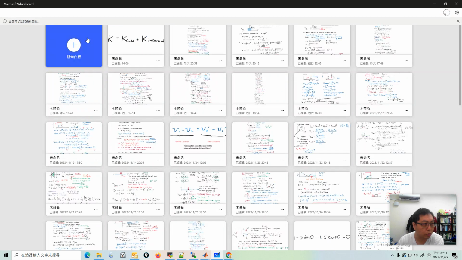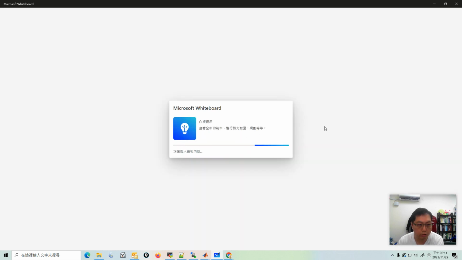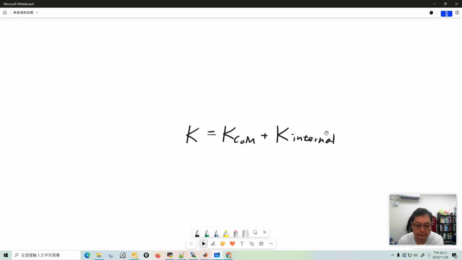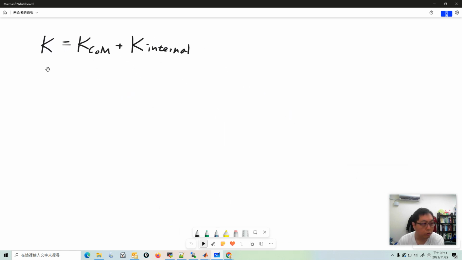Let's turn to the new page. Let's do this proof. This proof is very easy. First of all, let's think about if you have a system of particles. What's the kinetic energy of a system of particles?